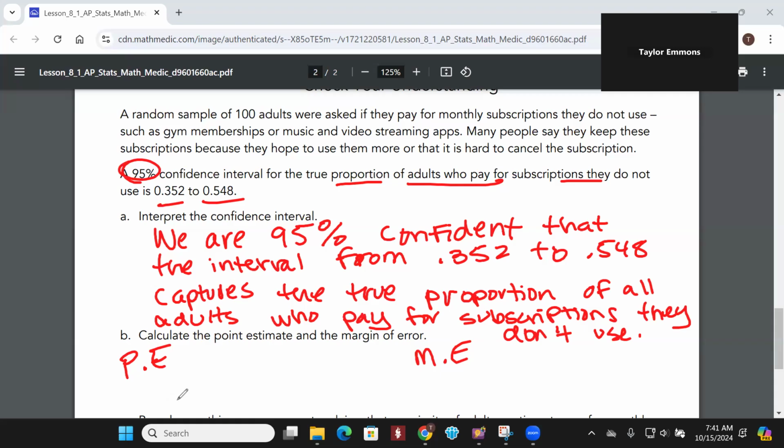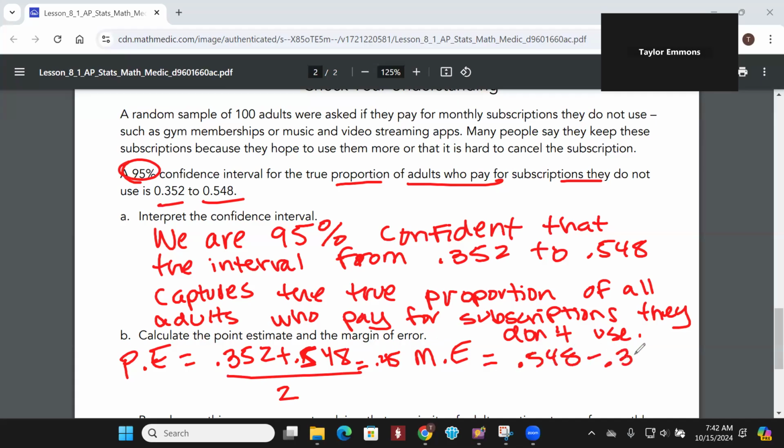All right, so for your point estimate, we're going to do 0.352 plus 0.548, and we're going to divide it by 2. When we do that, we get 0.45. For our margin of error, we're going to take 0.548 and subtract 0.352 and divide it by 2, and that's going to give us 0.098. Again, the same thing that we did on number 7.